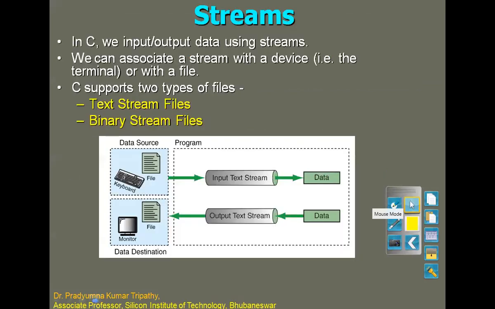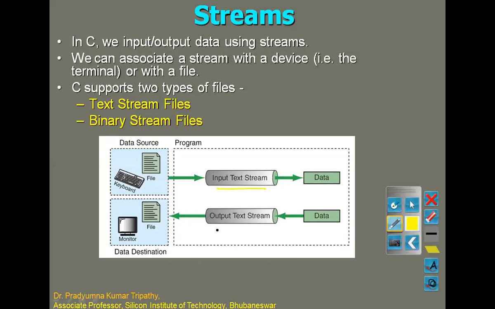Okay. So as I said, this is the data source. This is from the keyboard, and we have an input stream through which it goes, the data is generated, and while writing, data is being passed to the output text stream to this monitor or to the file. So output may be written to a file, the output may be written to a monitor or output device. Correct?